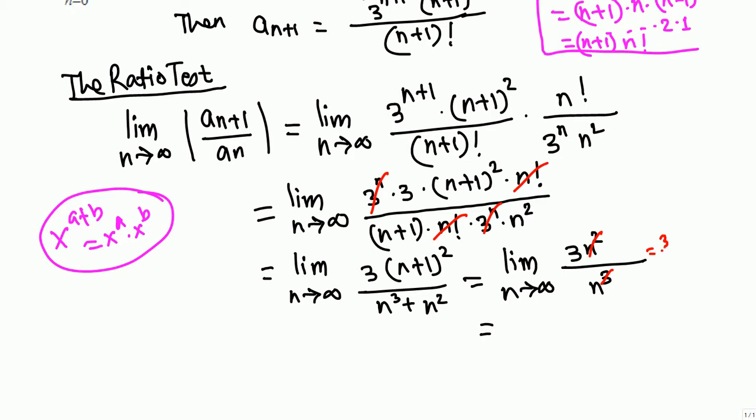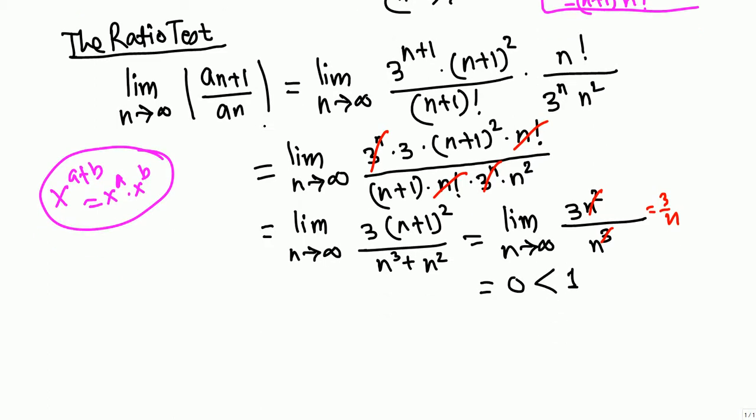That's 3 over n, and when n goes to infinity, 3 over infinity is 0, which is less than 1. That means by the ratio test, the series converges absolutely, or in this case all the terms are positive, so the series converges.